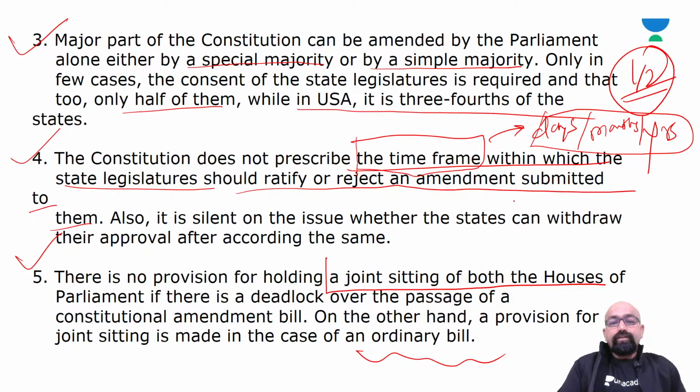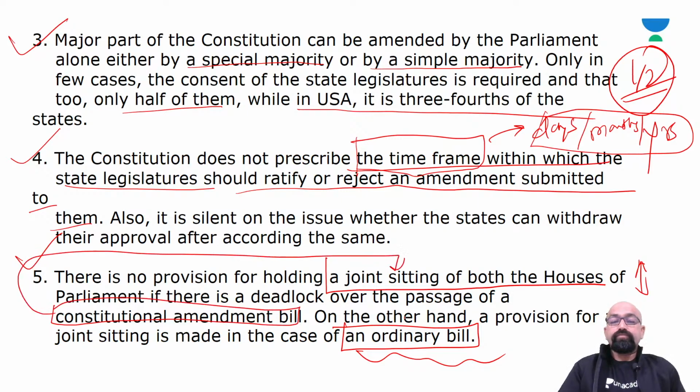On the other hand, a provision for a joint sitting is made in the case of an ordinary bill. If we are talking about a constitutional amendment bill, there is no provision of joint sitting, but in case of an ordinary bill, there is a provision of a joint sitting. Alright, next.